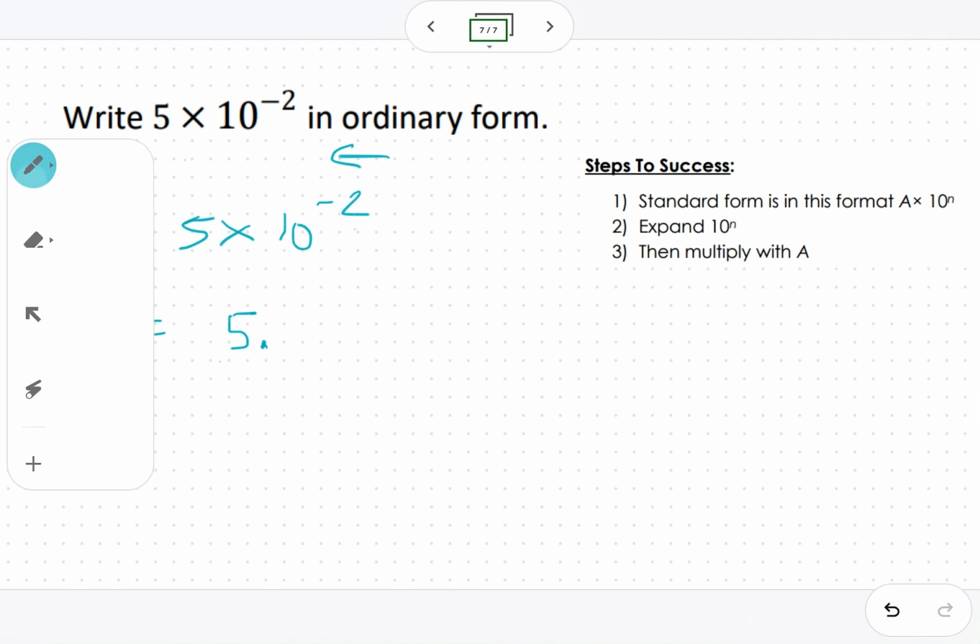Let's use a different color. 1, 2. Why 2? Because the power is 2. Now we fill in the space with 0. 0.05. So that's the final answer.